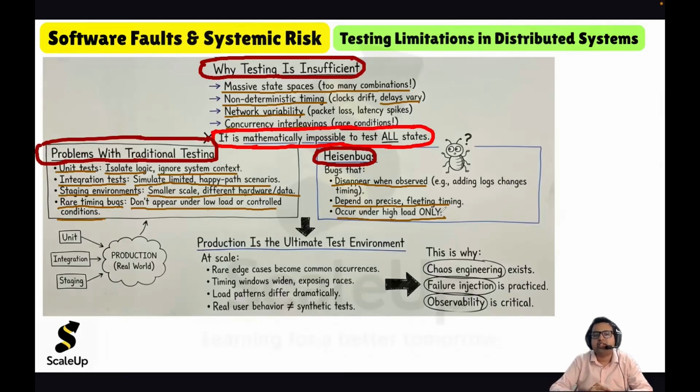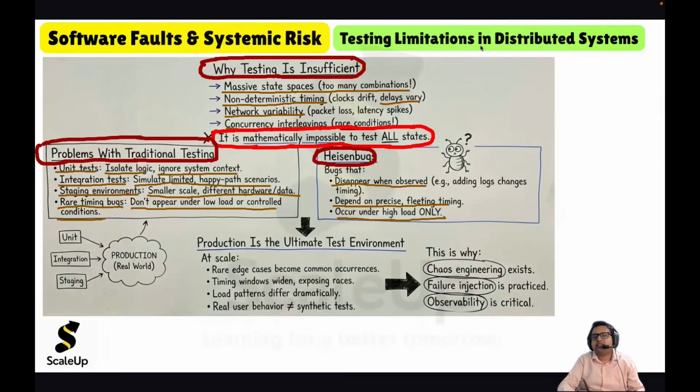And hence the name Heisenbug, because these bugs we can experience, but when we try to debug them, they disappear. Because when we try to debug, we are trying to slow down the system, and because of that the race condition might vanish, go away, and the bug will go away. So Heisenbugs, we can only observe, feel them under high load conditions.